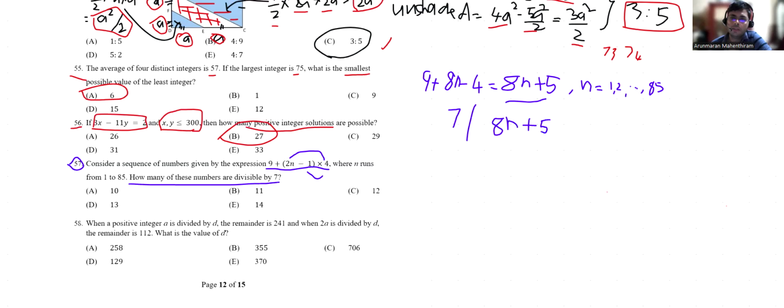So when n is equal to 1, this is 13, which is not divisible by 7. Similarly, when we put 2, 8 into 2 is 16 plus 5, 21, which is divisible by 7. So the first possible value is n equal to 2. When we put n equal to 3, 24 plus 5, 29 is not divisible by 7. n equal to 4, 32 plus 5, 37 is not divisible by 7. The next possible value is n equal to 9, that is 9 into 8, 72 plus 5, 77, which is divisible by 7.